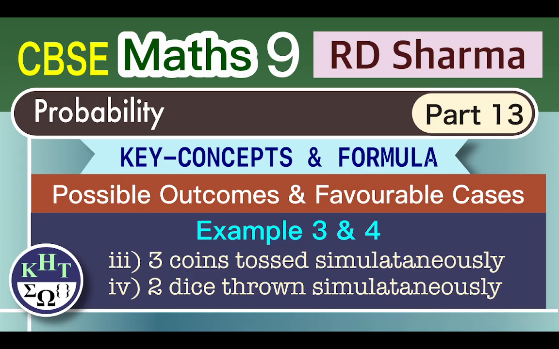This is part 13 video on the chapter of probability, where I will be discussing two more examples of random experiments and their possible outcomes and the favorable cases of some events based on those two random experiments. So these are examples 3 and 4. In the previous video, part 12, I discussed example 1 and 2. If you have not watched that video, I strongly suggest that you watch it to have a good understanding of random experiments, possible outcomes and favorable cases of some events.